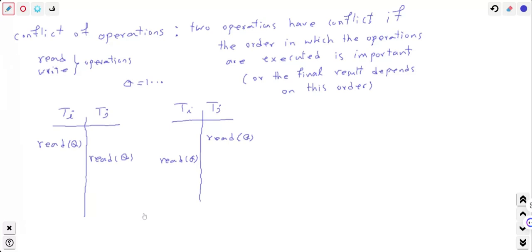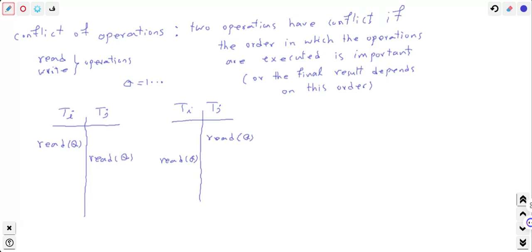In the past example, if we write... No. Do not consider write. Just think that transaction Ti and transaction Tj want to read. Do not consider the write operation. Just read. For a read operation, is it important which transaction reads first and which transaction reads second, or not?